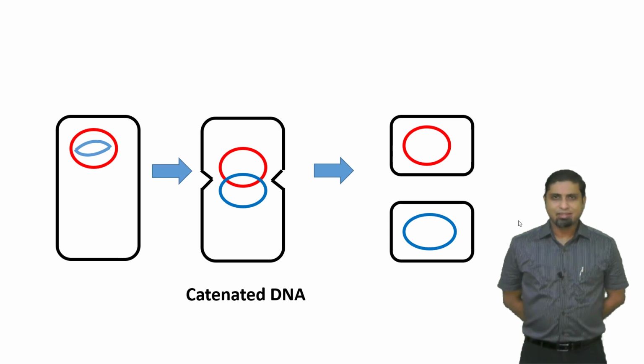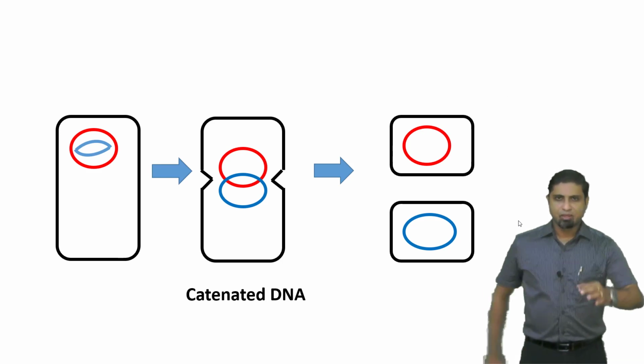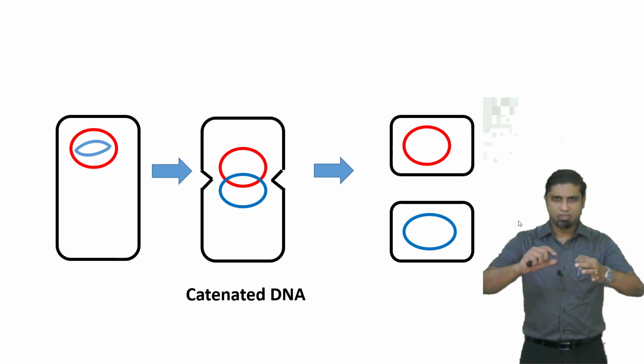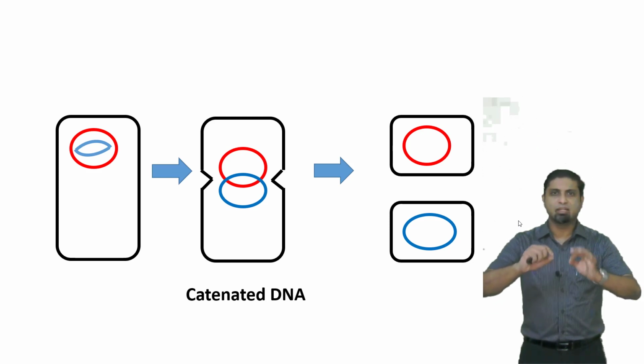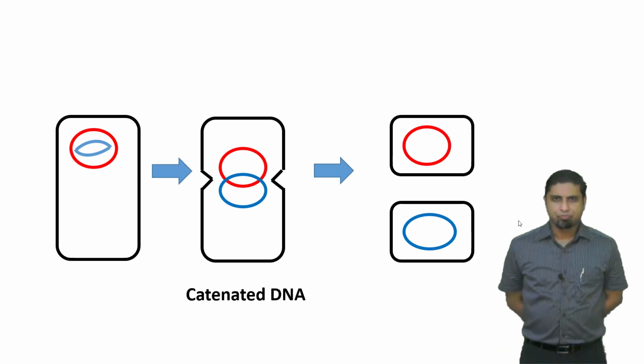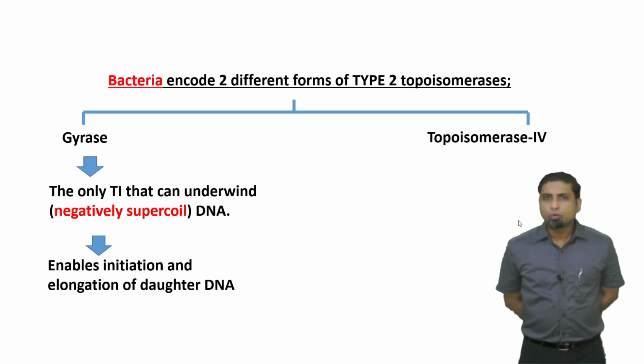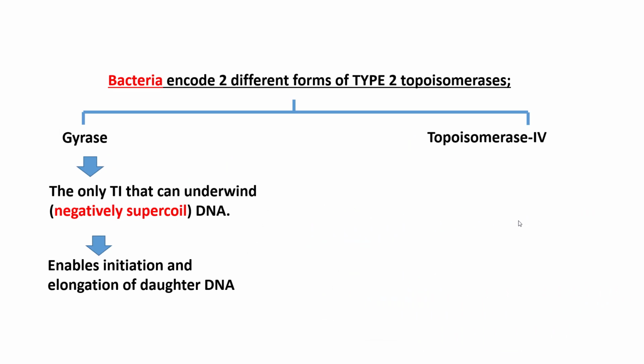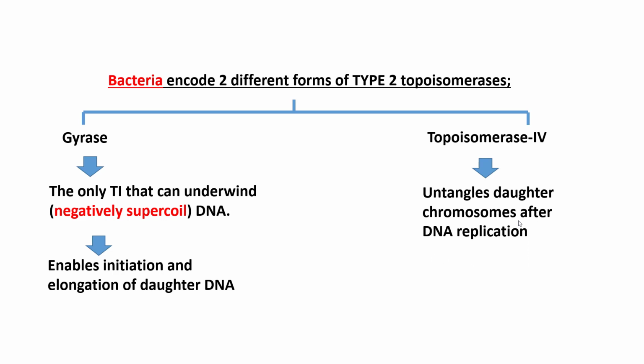For this catenated DNA to separate from each other, double-stranded breaks need to be made. The two sets need to be separated, and the transient cuts that were made in the DNA need to be resealed. So, topoisomerase 4 is a type 2 topoisomerase. It creates double-stranded breaks in the DNA. And it's very, very significant when we need to decatenate catenated DNA.